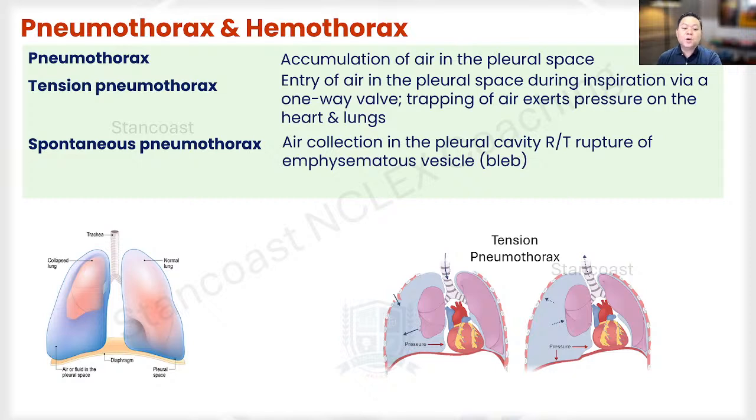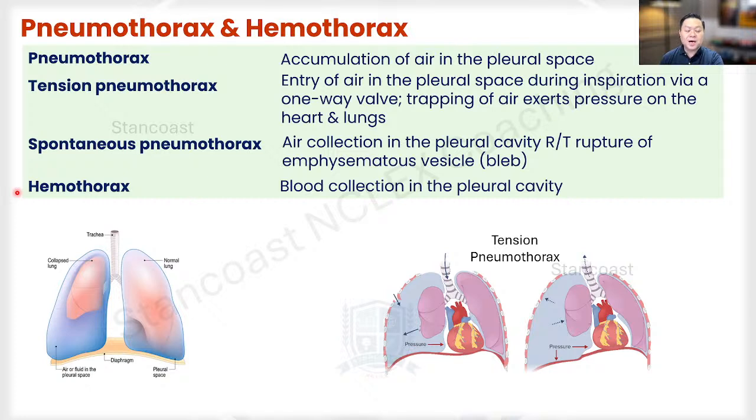Now, lastly, what we have here is the hemothorax, which is basically a collection of blood in the pleural cavity. This is associated with trauma, maybe blunt trauma, or sharp objects that have penetrated the chest wall, maybe due to a vehicular accident or a stab wound.